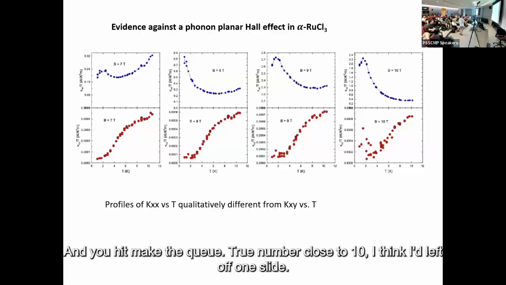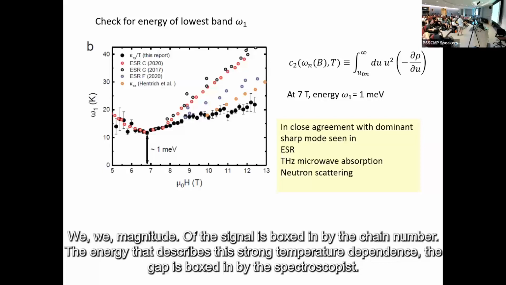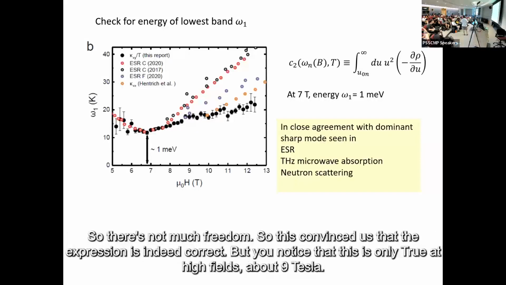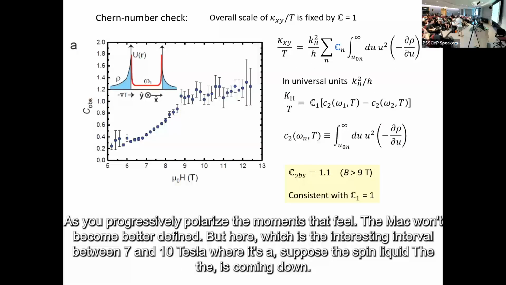I think I left out one slide that shows the other microwave measurements. So we feel that we're kind of boxed in, right? The magnitude of the signal is boxed in by the Chern number. The energy that describes this strong temperature dependence, the gap, is boxed in by the spectroscopists. So there's not much freedom, right? So this convinced us that the expression is indeed correct. But you notice that this is only true at high fields, above 9 Tesla.